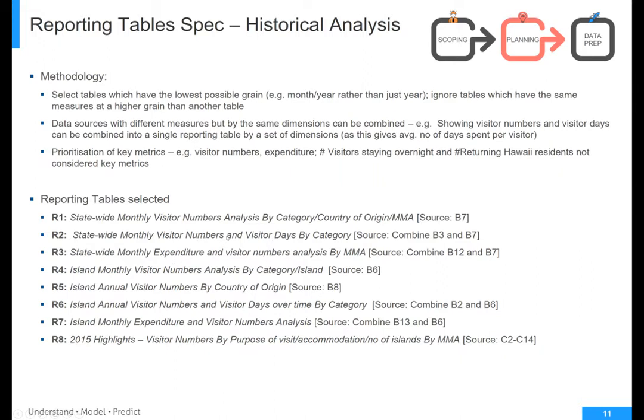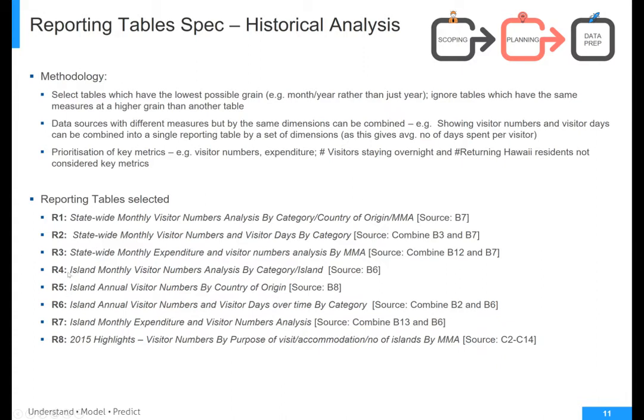So the visitor numbers and visitor days, this is what it will allow us to calculate average spend per visitor. But the only grain we have that is common across the two data sources, one that has visitor numbers, one that has visitor days, is category. So this is the only grain at which we can calculate this fact table.